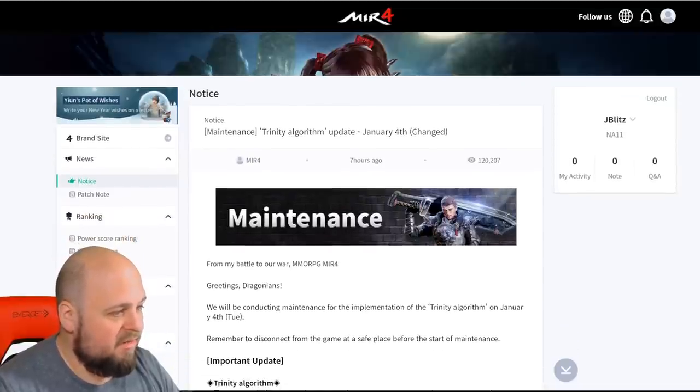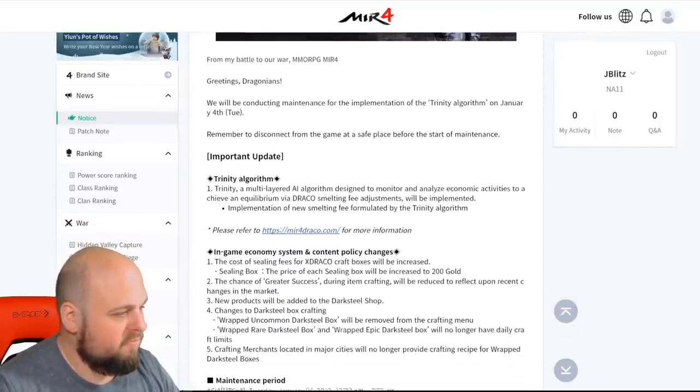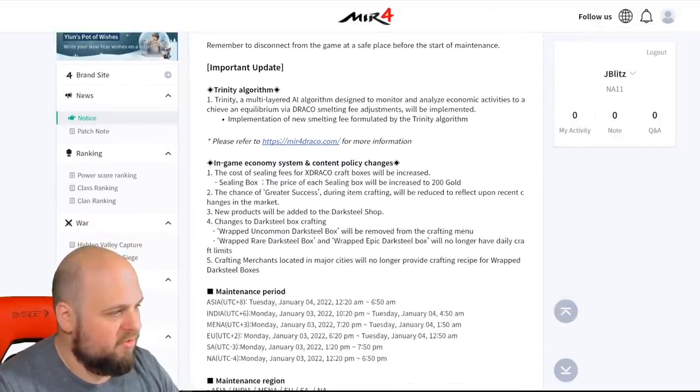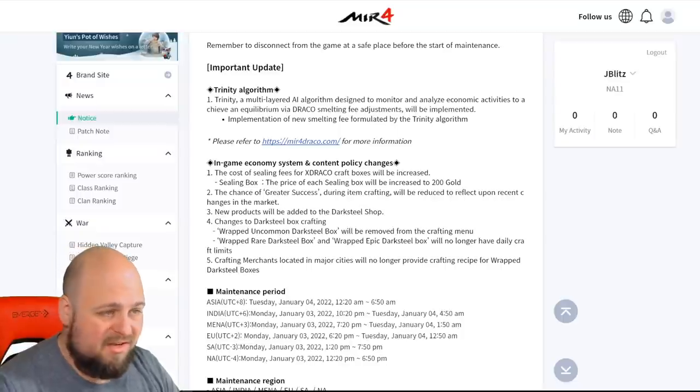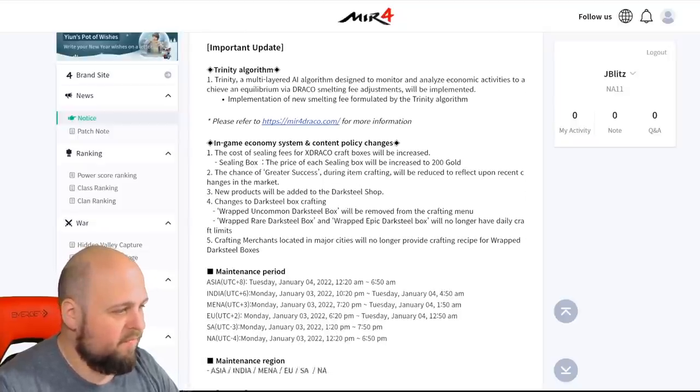Trinity algorithm update, January 4th. So, our important update, Trinity algorithm. Trinity, a multi-layered AI algorithm designed to monitor and analyze economic activities to achieve equilibrium via Draco smelting fee adjustments, will be implemented. Implementation of new smelting fee formula formulated by the Trinity algorithm.